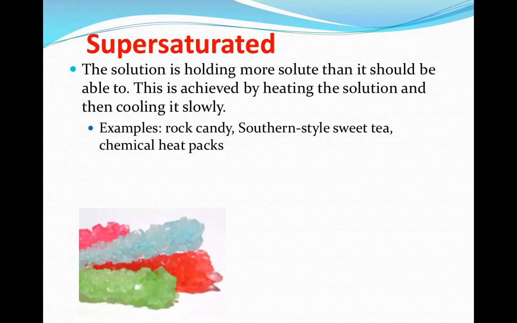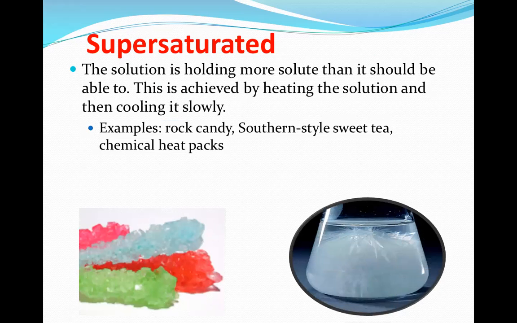So some examples of this are rock candy, southern style sweet tea, chemical heat packs, things that we heated up and then we gently let them cool down. We don't immediately immerse them in an ice bath. We don't immediately pour that sweet tea over some ice. We try to let it get down to room temperature first.